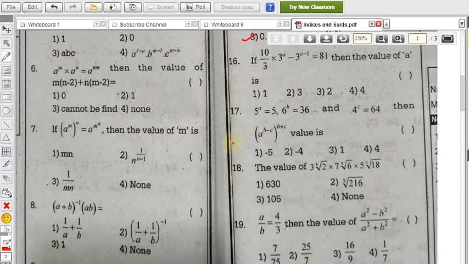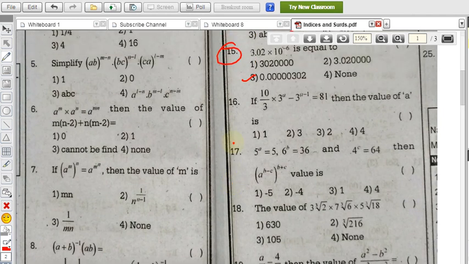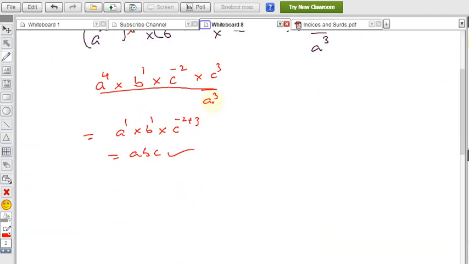Then questions 18, 19 and some similar sums previously. 15, 16, let us see. 10 by 3 into 3 power a minus 3 power a minus 1 is equal to 81. Then find the value of a. If you make all the bases 3, we'll get the answer. Question 16, I tell you.